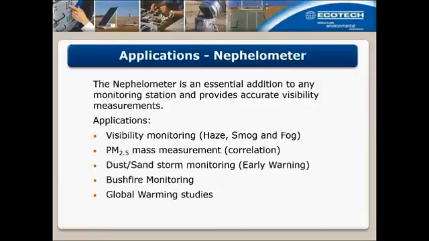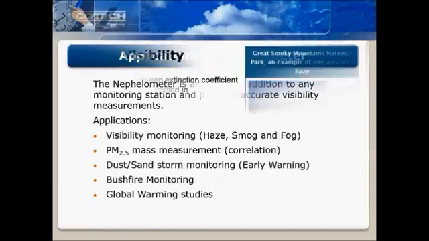Have in mind, when you do not integrate, then you have a little bit more work to do and to see that you're not stuck in any resonances there. The applications of a nephelometer: you can use it for visibility. You can use it for measuring PM2.5, sandstorms, brush fire. I will show you a little bit about the applications now.